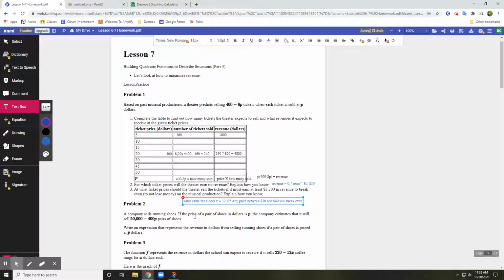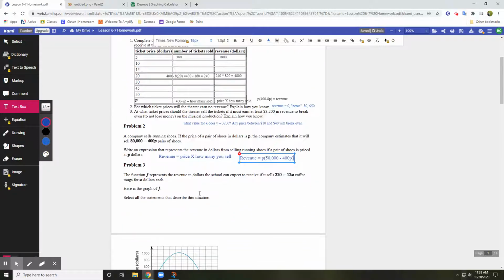Problem 2, a company sells running shoes. If the price of a pair of shoes is $P and the company estimates it will sell this many pairs of shoes, write an expression that represents the revenue in dollars from selling running shoes if a pair is priced at $P. So we already know how to do this. This is actually pretty easy. Revenue is equal to the price that we set it at times how many you sell. So our revenue is equal to the price, P, multiplied by the number of shoes that we will sell, so it's 50,000 minus 400P, right?